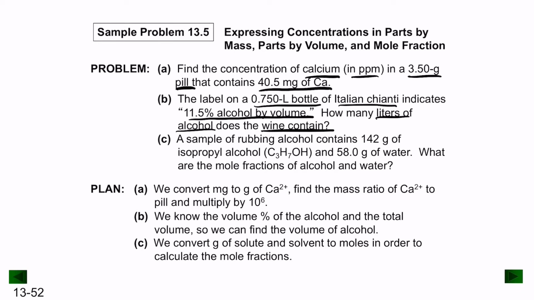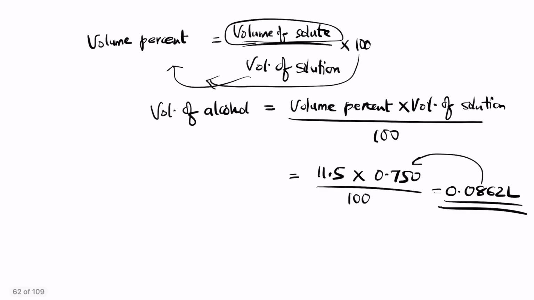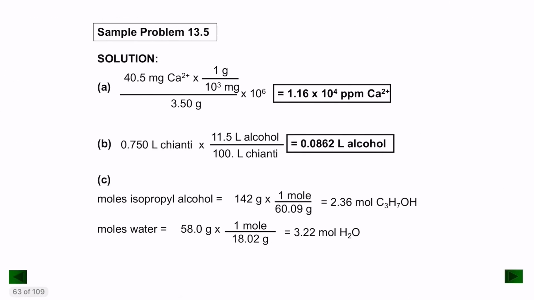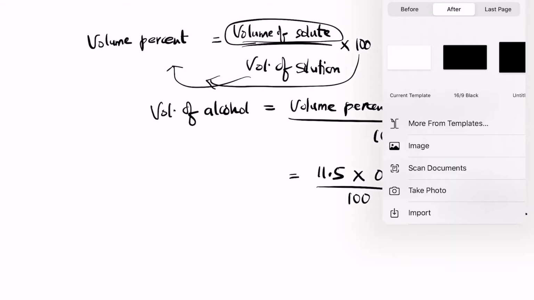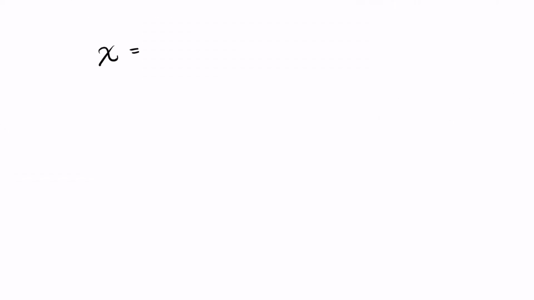So you have a sample of rubbing alcohol that contains 142 grams of isopropyl alcohol and 58 grams of water. What are the mole fractions of alcohol and water? So how would you calculate the mole fraction? Let's first write down the formula for mole fraction. The formula for mole fraction is the number of moles of that particular one divided by the number of moles of A plus number of moles of B.